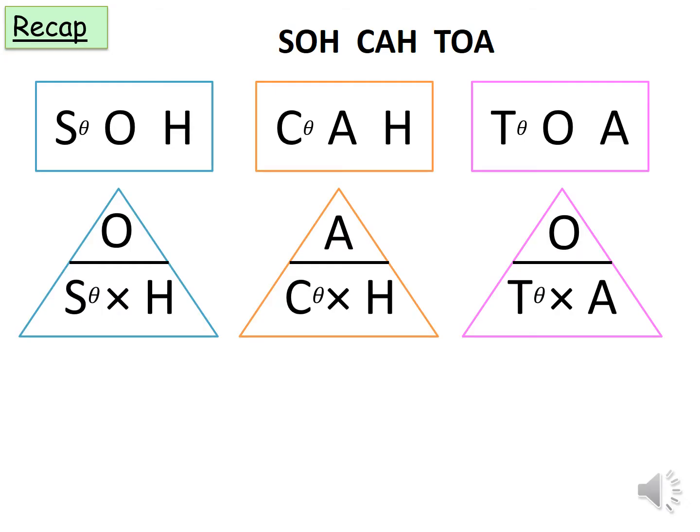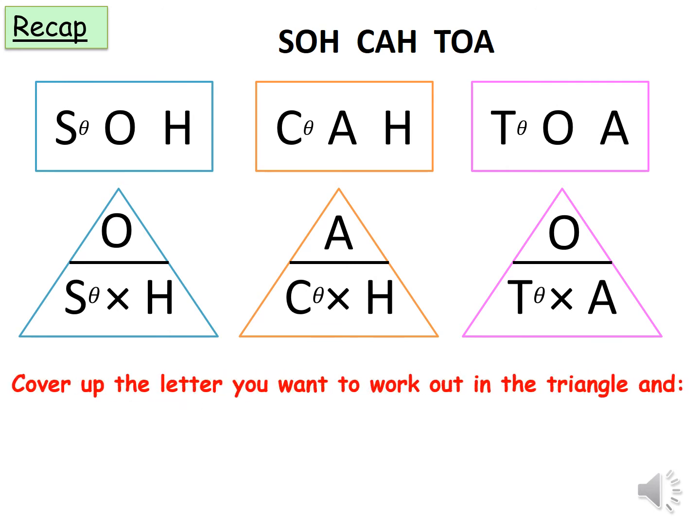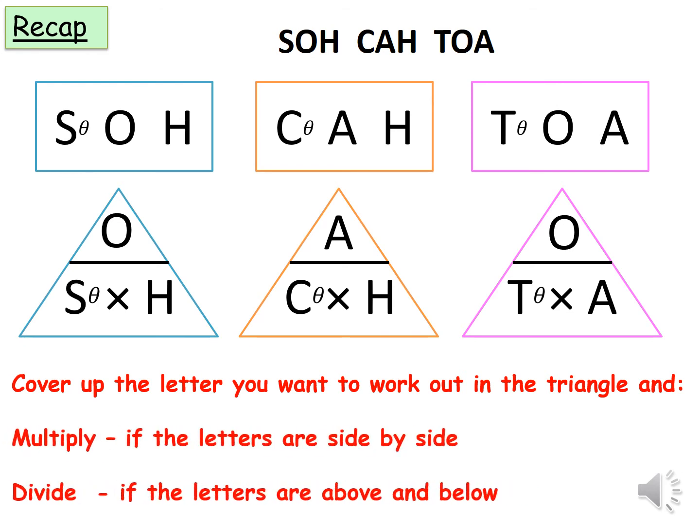Alright guys, quick reminder, you will not be given the trigonometry formulas in an exam, so you need to memorize them by heart. One way you can do it is using the SOH CAH TOA method, which is a mnemonic that makes you remember it. Make sure you remember to cover up the one that you're trying to find out in the triangle, and then you multiply if the letters are side by side and divide if one is above the other.